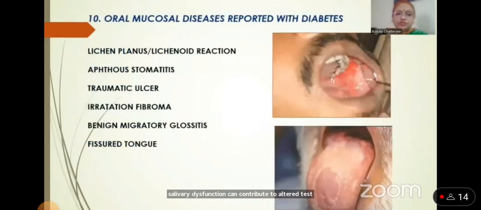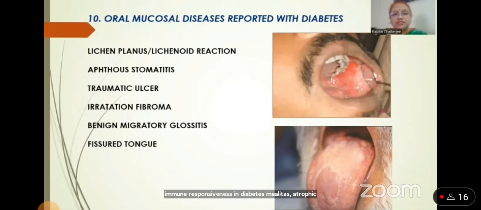Another very important complication of diabetes mellitus is oral mucosal disorder. It is usually associated with lichen planus or lichenoid reactions, and these are mostly found in type 1 diabetes. Acute hyperglycemia causes alteration in immune responsiveness in diabetes mellitus. Atrophic and erosive lichen planus are more common in patients with type 1 diabetes.